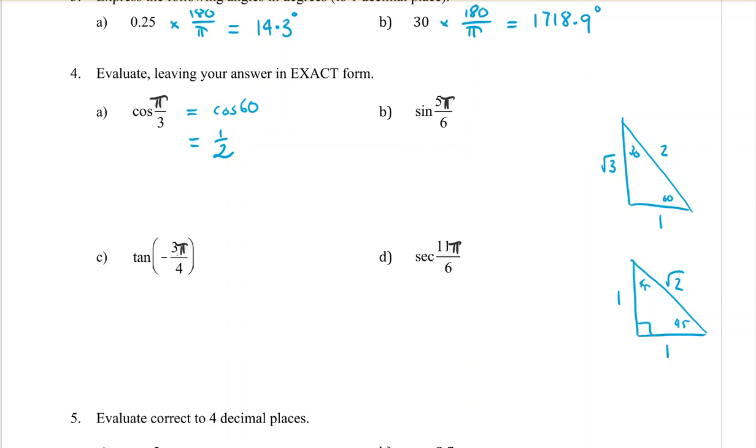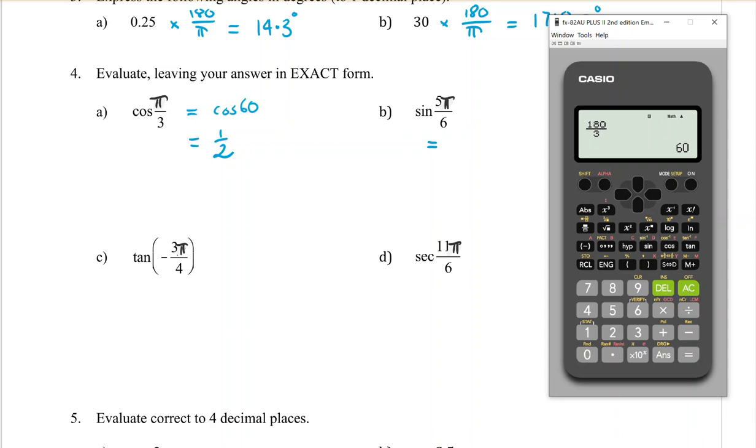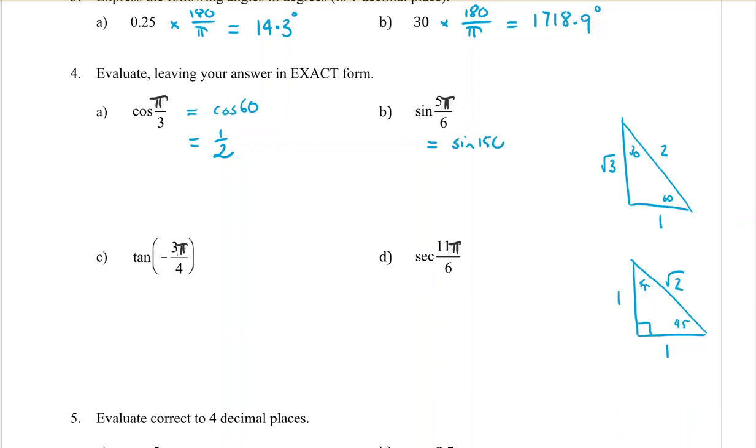Let's try it again. Sine of 5 pi over 6. First of all, let's see what that is in degrees. Replace the pi with 180. So 5 times 180 over 6 is equal to 150 degrees. So that's sine 150. Now that's, of course, an obtuse angle, which is in the second quadrant, somewhere out here. We want to find the reference angle, or the acute angle. So we would do 180 minus 150, which tells me that the acute angle is 30 degrees.